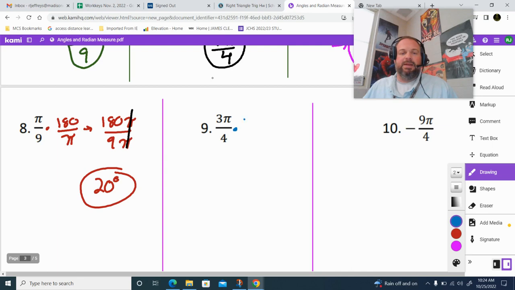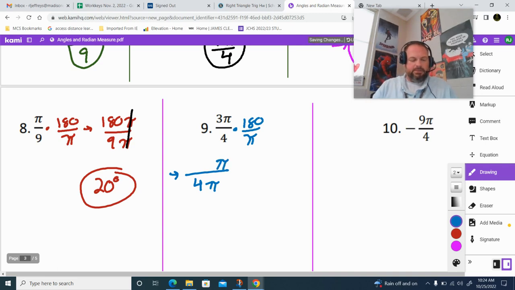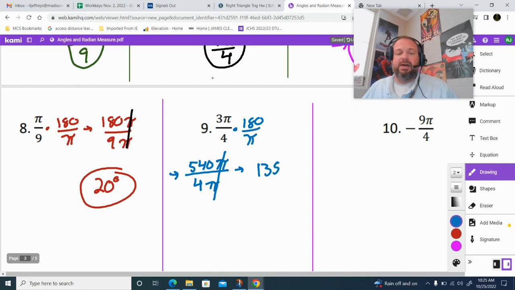Same thing. I'm multiplying by 180 over pi. So on the bottom, I'm going to get 4 pi. 180 times 3, I have 540. I got 540 by multiplying 3 times 180. Again, the pi's cancel. I'm left with 135 degrees.